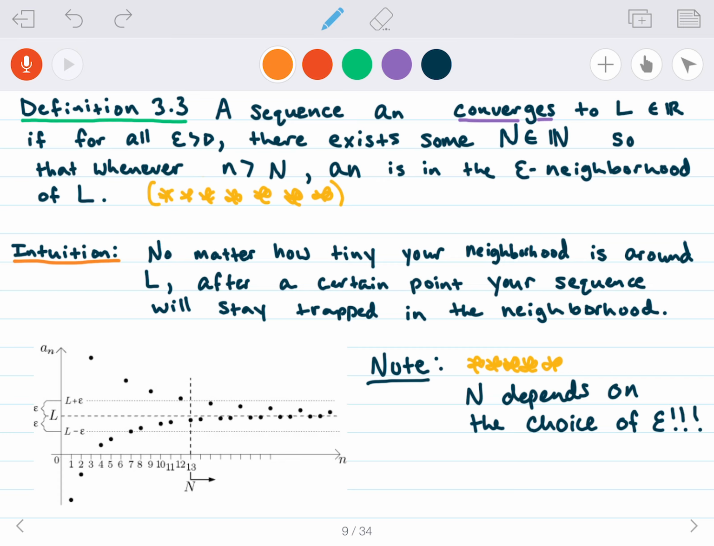So sequence A sub n converges to L in the reals if for every positive epsilon there exists some capital N in the naturals so that whenever little n is bigger than capital N, the sequence is in the epsilon neighborhood of L. Okay, and it's like, what are you talking about? This is a lot of mumbo jumbo, but let's dissect what's really happening.